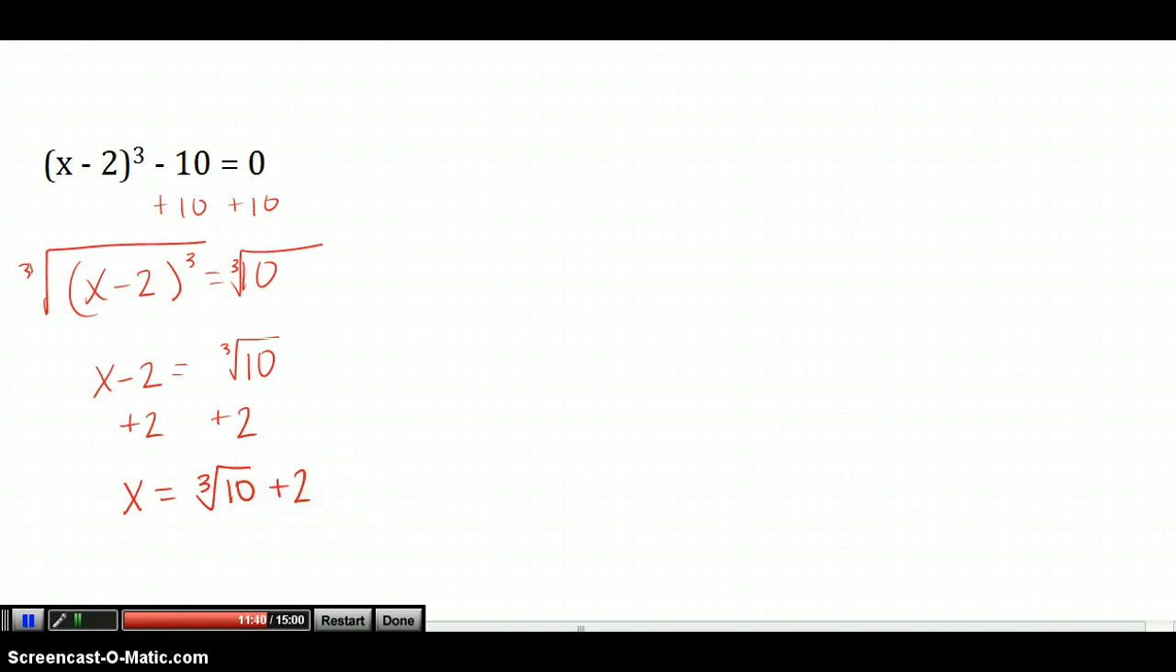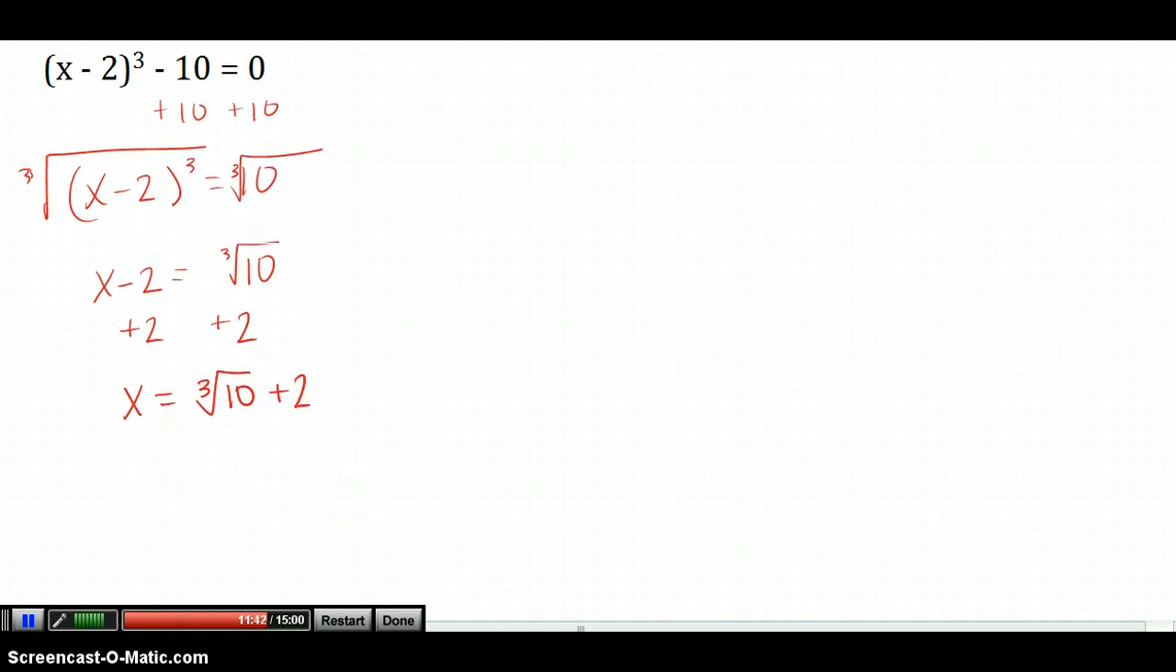Now I know that looks really odd, so if the book asks you for a decimal, actually find the cube root of 10 and add 2 to get your approximation. And if we did that, this is approximately 4.154.